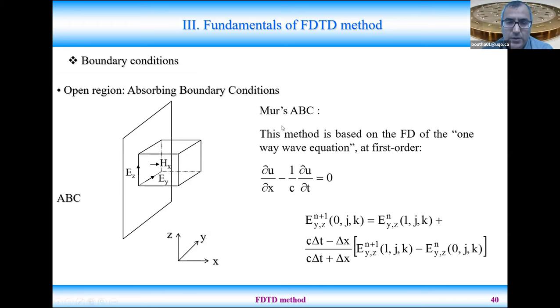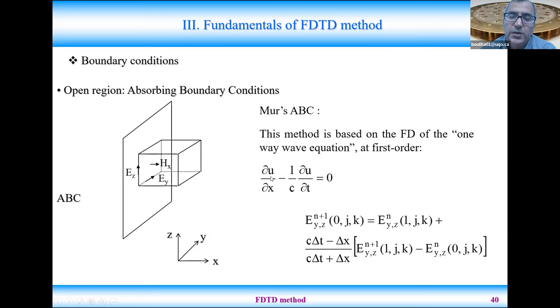So for the ABC, there is one specific ABC, which is Mur's, from a researcher called Mur. It's based on the finite difference of the one-way wave equation, which is this one. At first order, this equation is actually an approximation. In the next class, I will explain how this equation is derived. This is based on analysis done by Engquist and Majda for acoustic waves, and they developed a theory. We will see the details of this theory next time. Based on this theory, using a first order approximation, we got this equation.